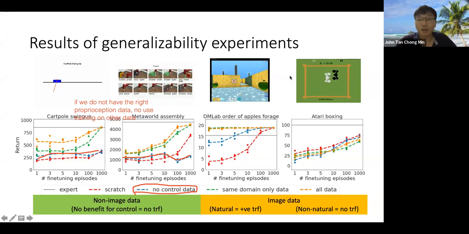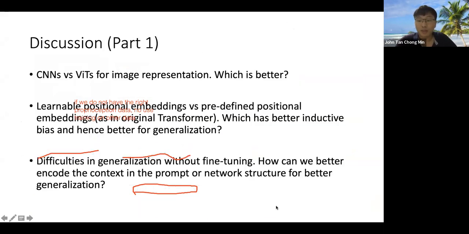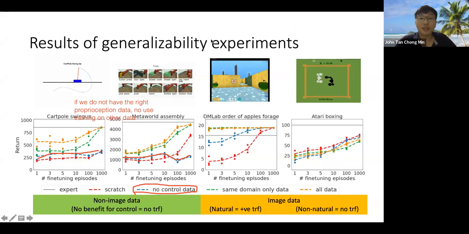But how about for image data? For image data, this is what happens. If the image is natural, like this apple, which can be found in ImageNet and in MS COCO captioning, you can actually see that with just the no control data, which means I don't use this environment at all and just train on image captioning, it might help the agent recognize that this is an apple. And so you can see the performance is much better than from scratch.